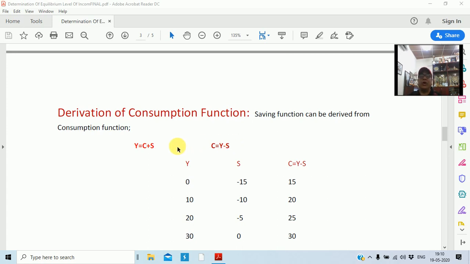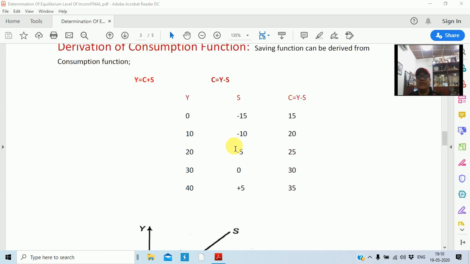If you have got savings and income, you can derive consumption. You can calculate consumption. How? C is equal to Y minus S. Here we are deriving C. Income is given, savings is given. Now what are we deriving? Consumption. How? C is equal to Y minus S.